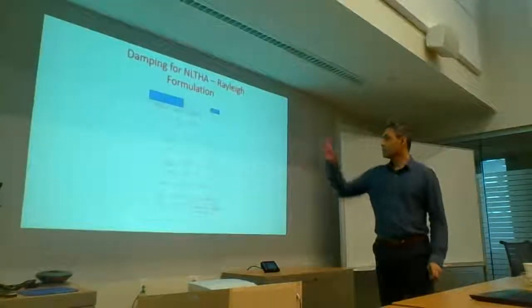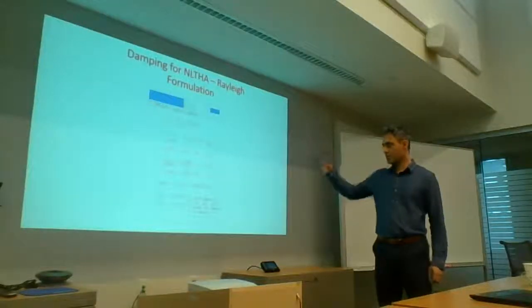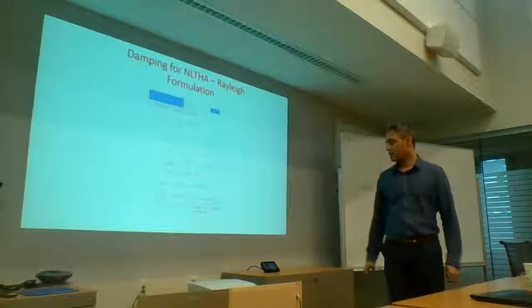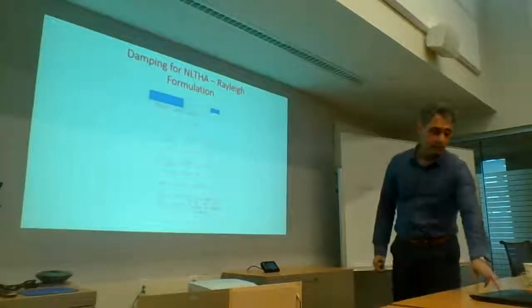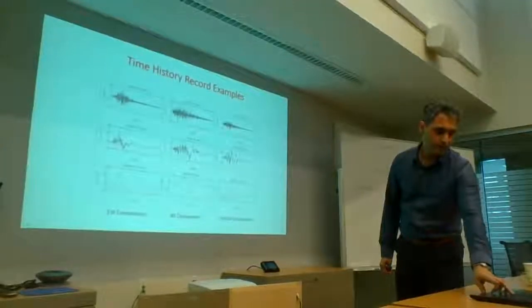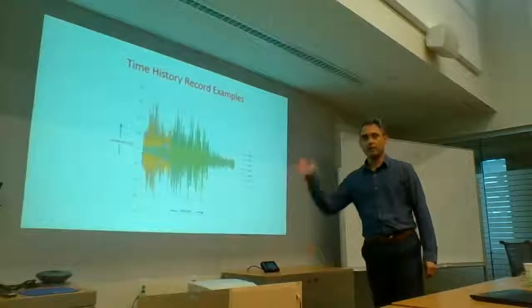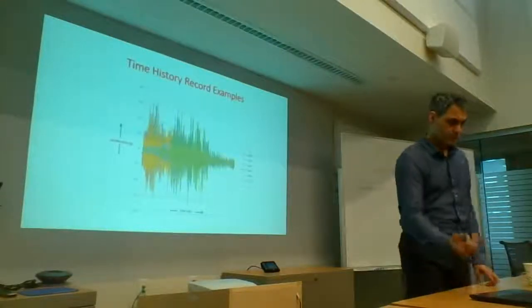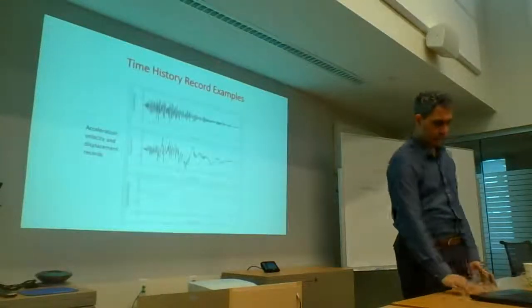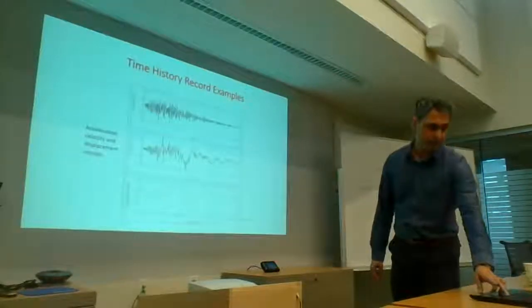Yeah, so you can always use the first and the second. The two equations you solve simultaneously, and you get your A0 and A1. In SAP, you can basically give it the values, or other software, and they'll just come up with the A0s and the A1s and run it. So this is, you've all seen those time histories: acceleration, velocity, displacement records.